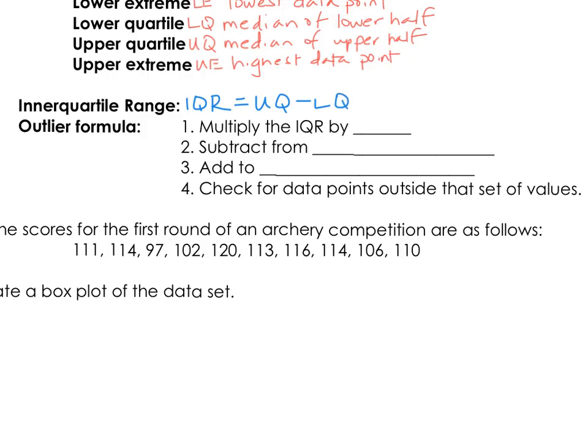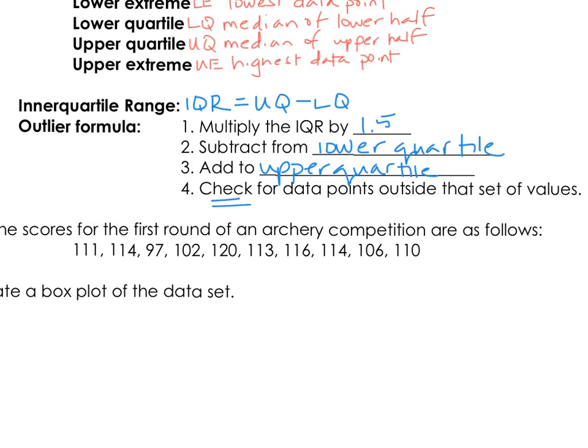To determine if there are outliers, which are numbers within your data set that just don't quite fit with the rest of the data, once you determine the IQR, we multiply the IQR by 1.5. There we go. We subtract it from the lower quartile and then look for values that are lower than that number. And then we add it to the upper quartile and look for values that are greater than that. If there are no data points above or below those 2 values, then there are no outliers. And that's what we do in that step 4. We check for those other data points.